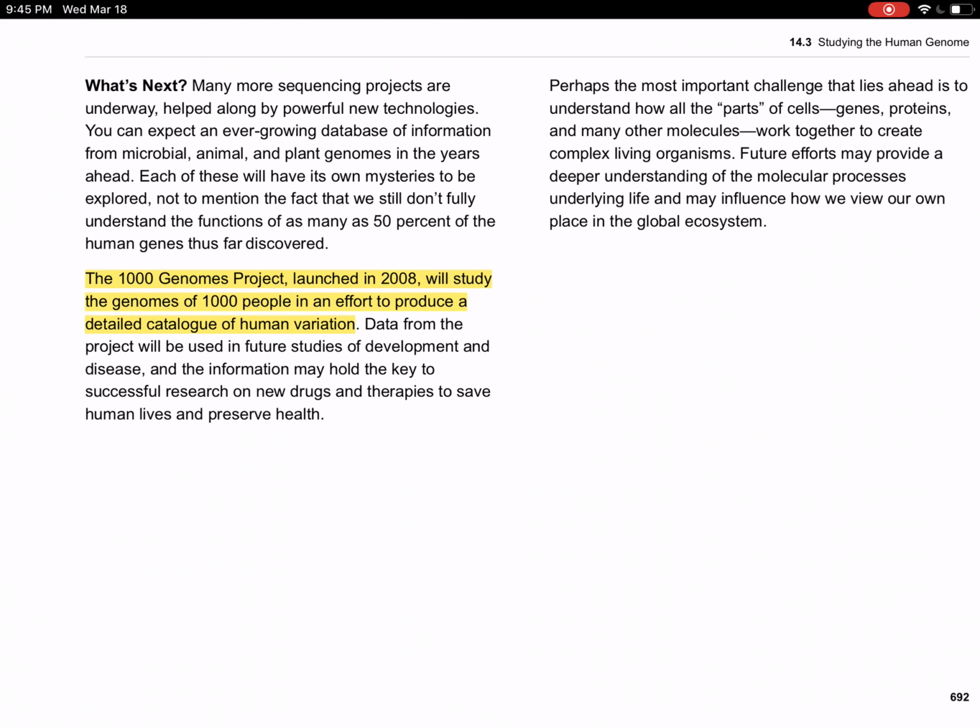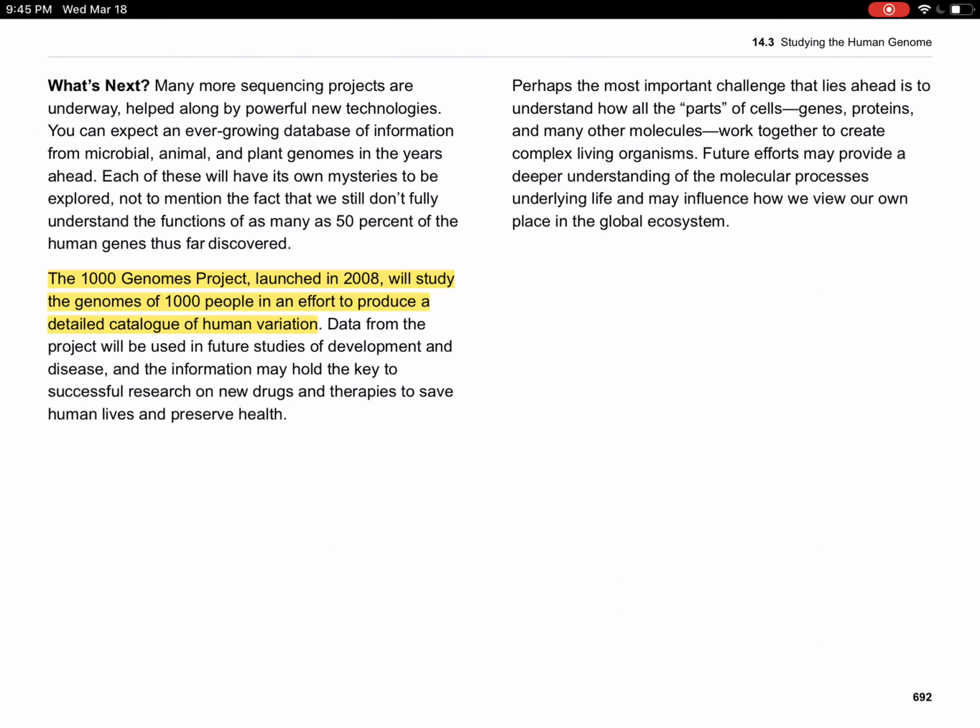And number 12, what's next? They are working to better understand the human genes. In our book, it talks about the 1,000 Genome Project, which was launched in 2008 to study the genomes of 1,000 people in an effort to produce a detailed catalog of human variation. This project is continued and is being worked on, but is also about 12 years old.